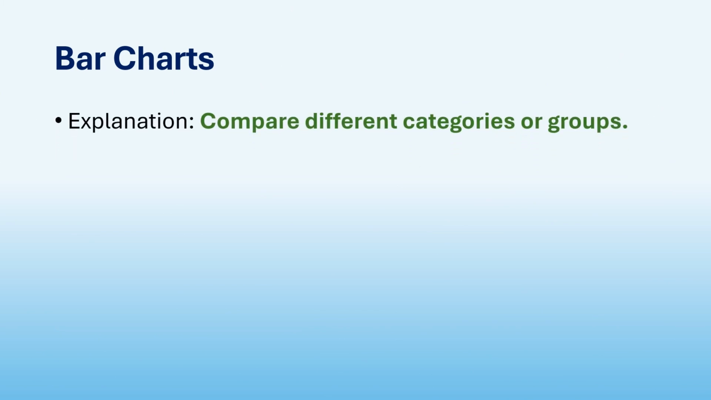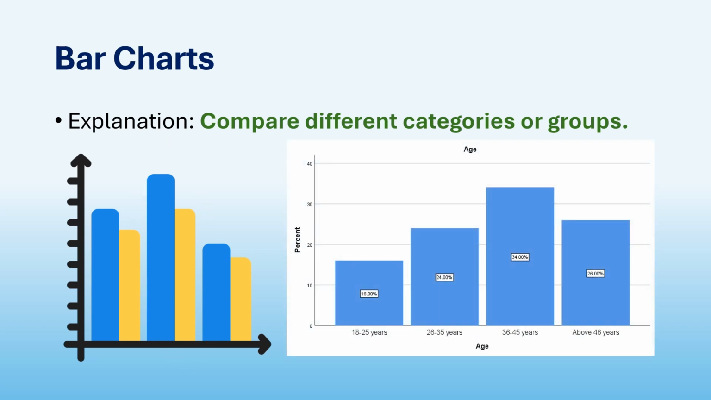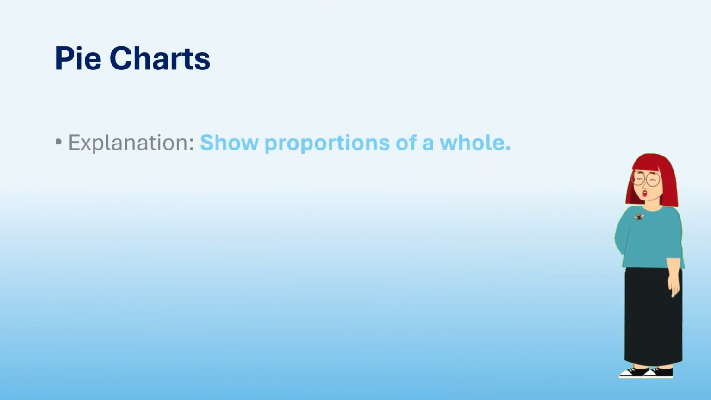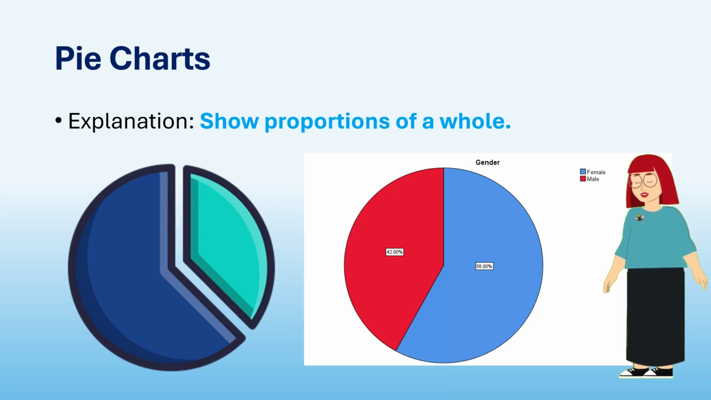They use rectangular bars to represent the values of different categories, making it easy to compare their sizes. Pie charts are used to show the proportions of a whole. Each slice of the pie represents a category's contribution to the total, making it easy to see the relative sizes of each part.